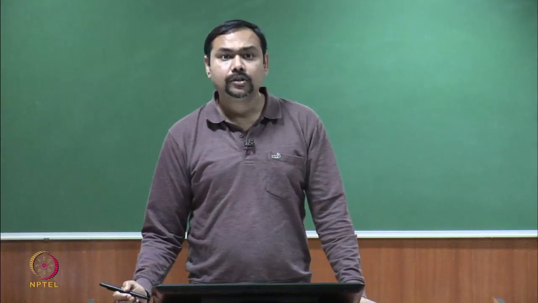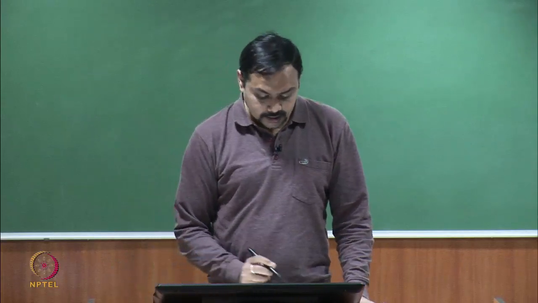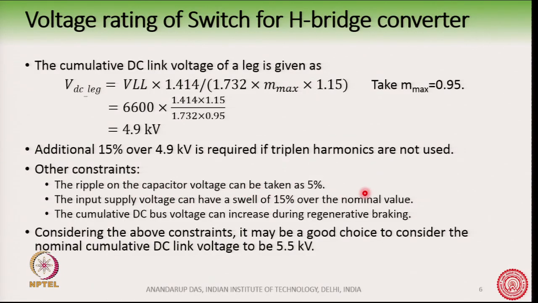But there are also some other constraints, like the ripple on the capacitor voltage can be taken as 5%. There is always a ripple, and this ripple is primarily coming from the fundamental frequency at the input. And the input supply voltage, yes, this is also important, can have a swell of 15% over the nominal value. This is sometimes important because such 11 kilovolt lines sometimes have input surge voltages.